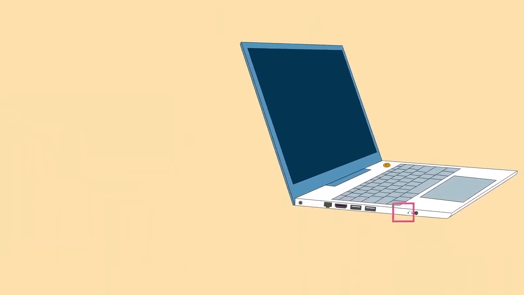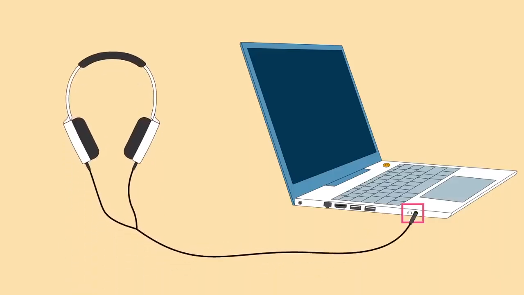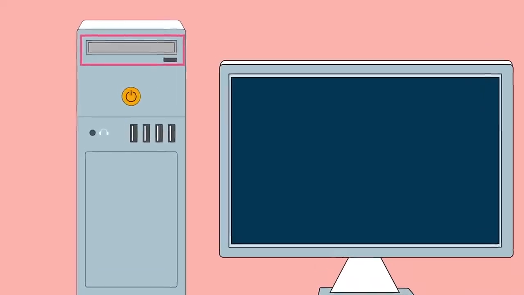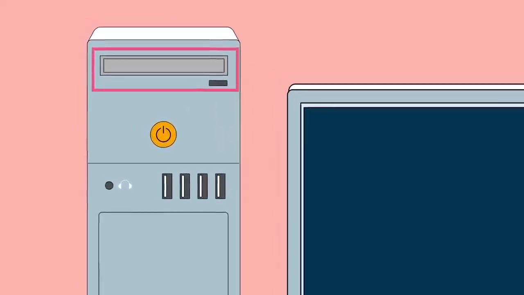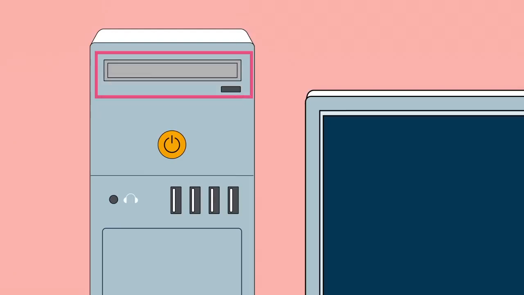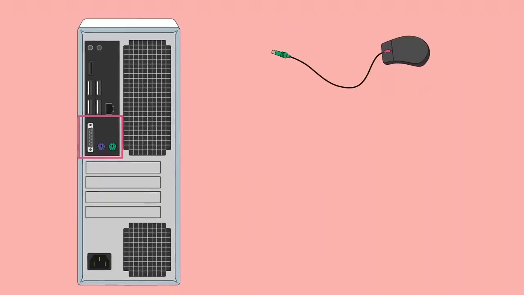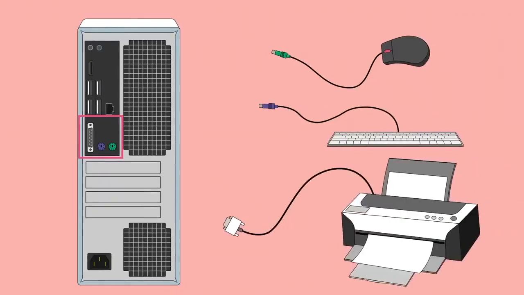If your computer has an audio jack, you can use it to plug in wired headphones or speakers. You may or may not have a disk drive, depending on how old your computer is and who makes it. The disk drive can be used to insert a CD, a DVD, or a Blu-ray disc. If you have ports that look like this, they're for older peripherals like mice, keyboards, and printers. Newer versions of these devices usually connect via USB or wirelessly.